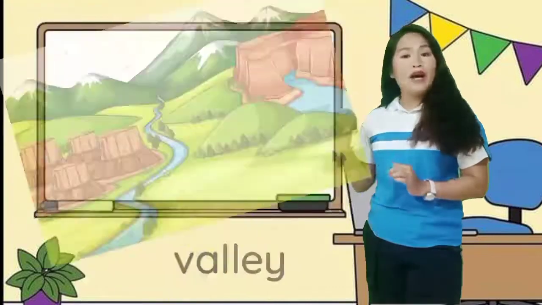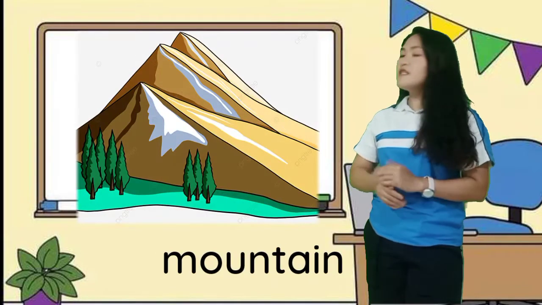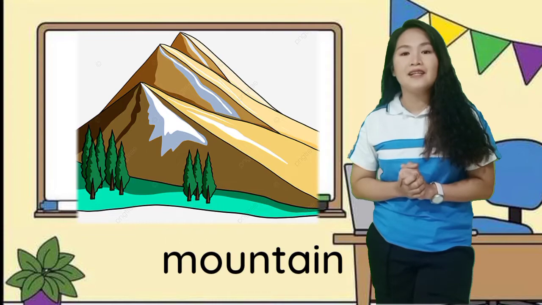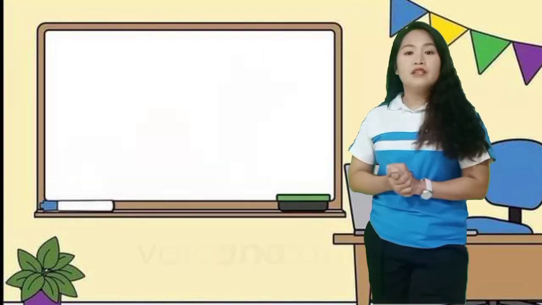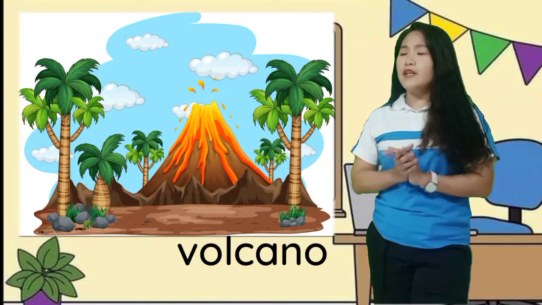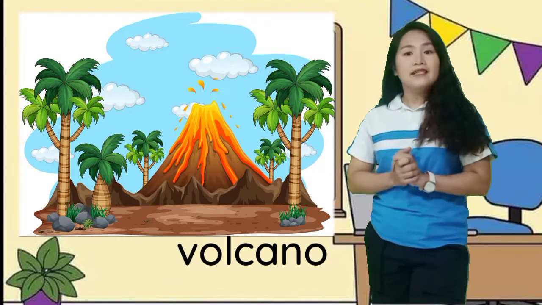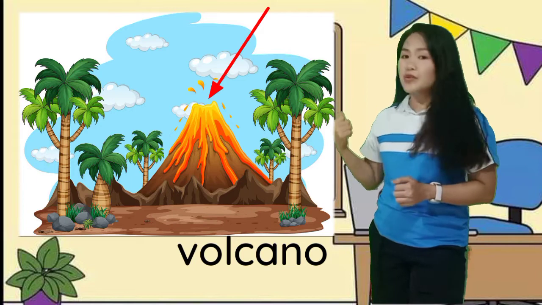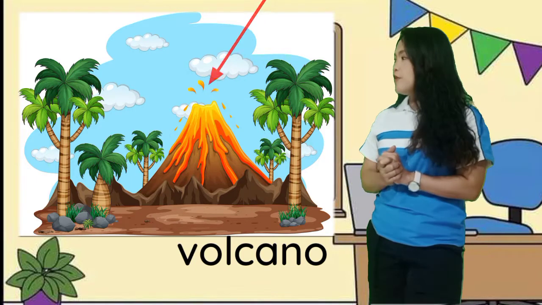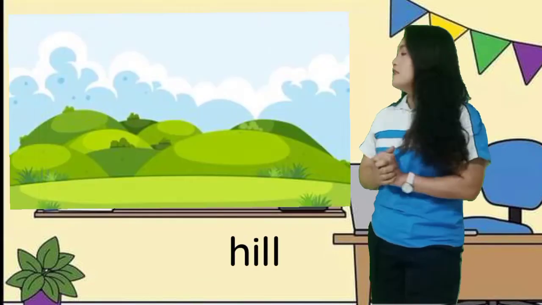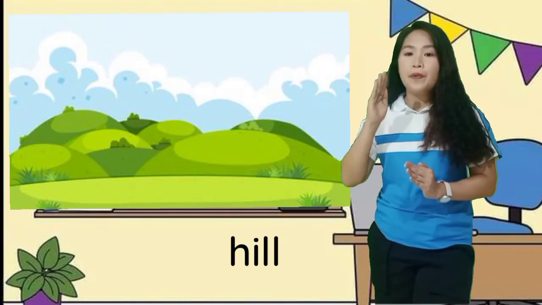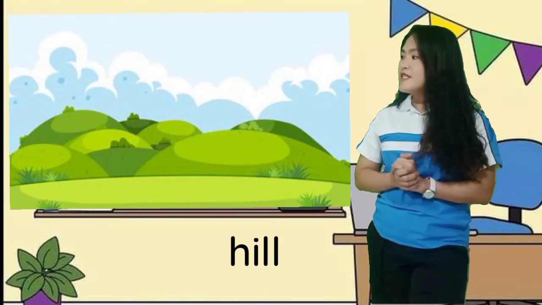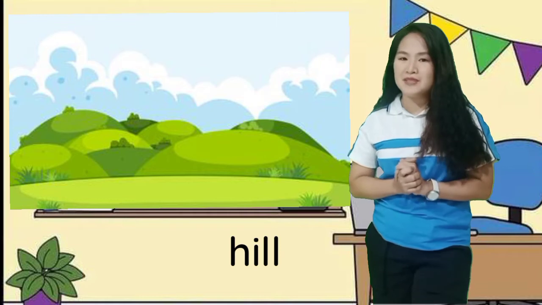Now, we have the mountain. It is higher than a hill. We have the volcano. Volcano is a highland. It has an opening on top, which is called the crater. And lastly, we have the hill. It is a raised part on the Earth's surface, not as high as a mountain.